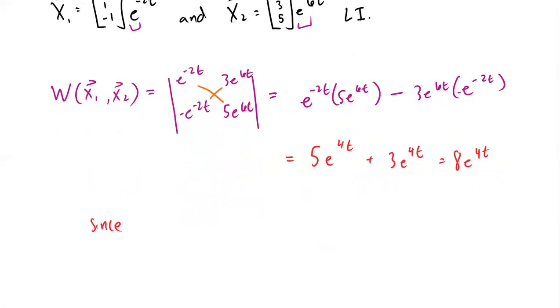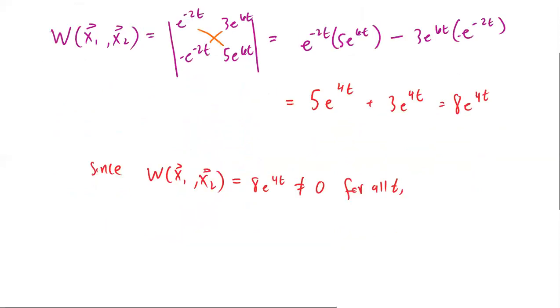So since the Wronskian of x1, x2 equals 8e to the 4t, which is not equal to 0 for all t, then x1 and x2 are linearly independent for all real numbers.